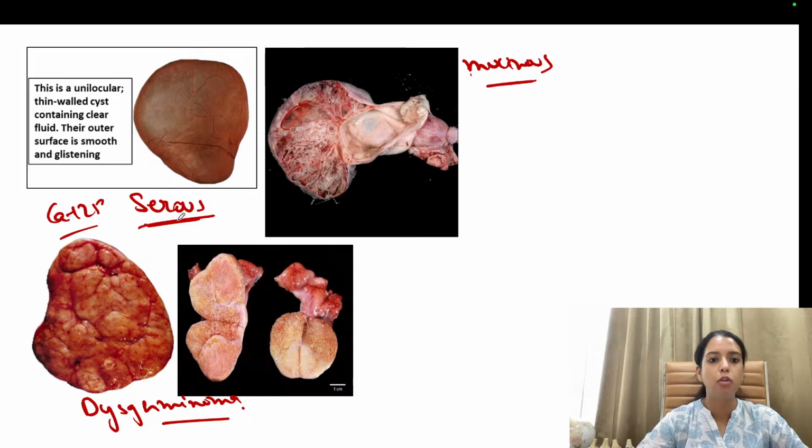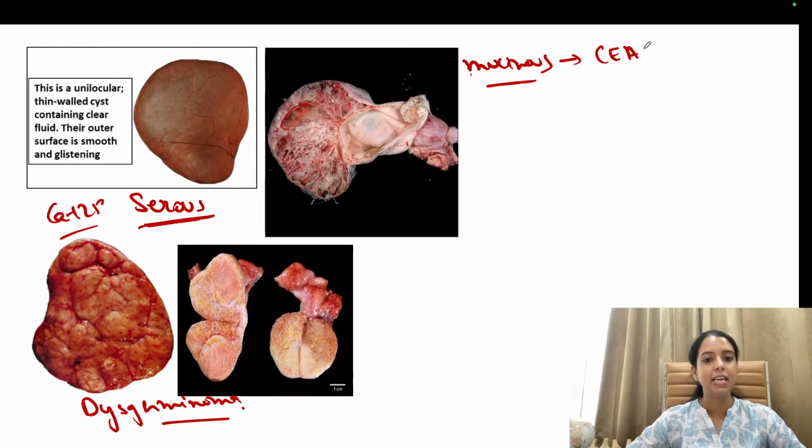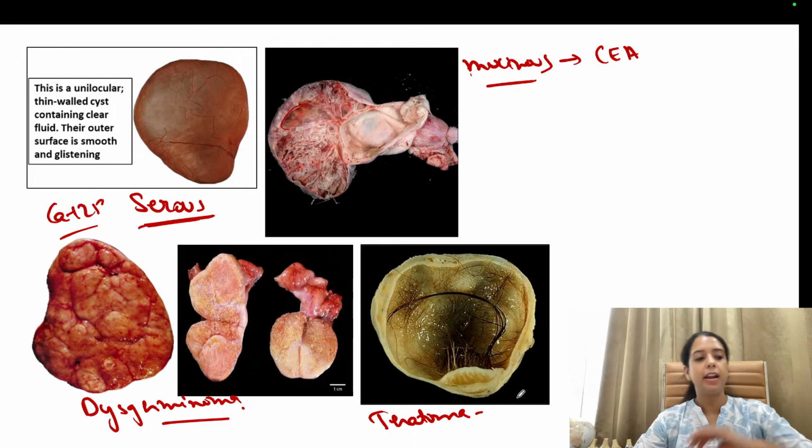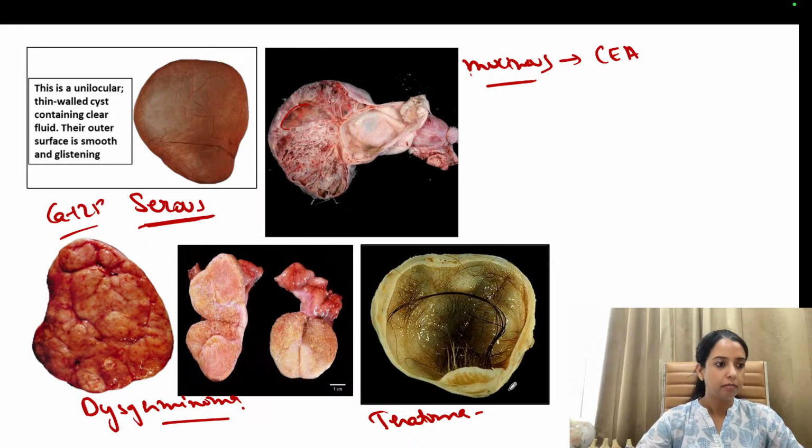It is the most common ovarian tumor. It is an epithelial tumor. Mucinous is second most common. The tumor marker is CEA. When the image is given where many other tissues are present, fat is seen, hair is seen, some bony tissue is seen, multiple tissues are seen, it is teratoma. If teratoma is benign, we call it dermoid cyst. If teratoma is immature, we call it immature teratoma. So benign teratoma is called dermoid cyst.